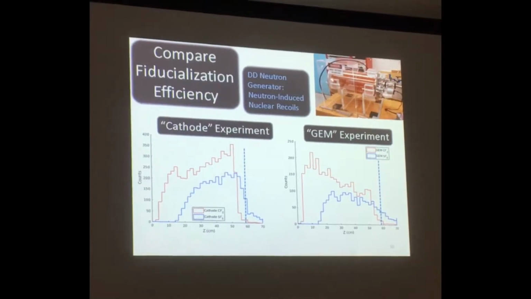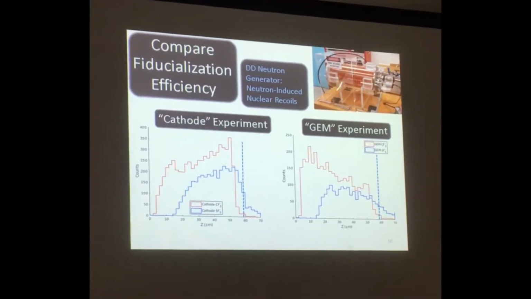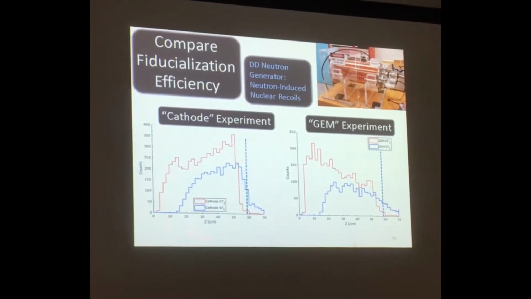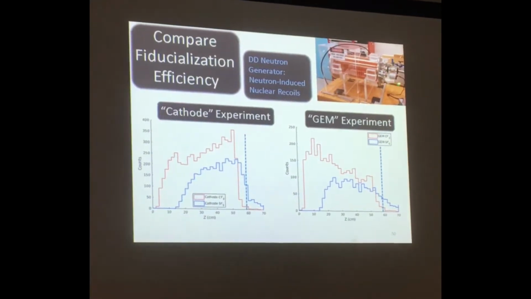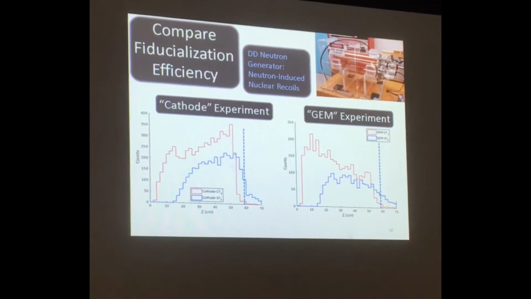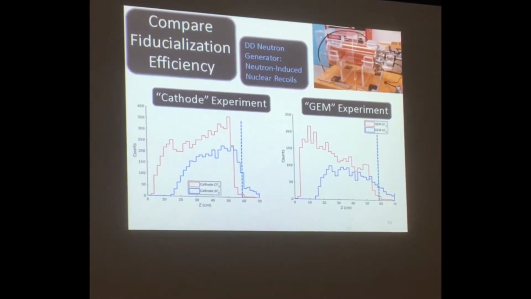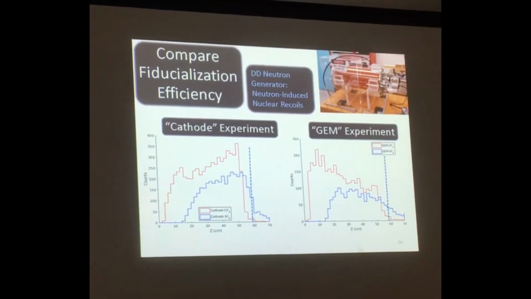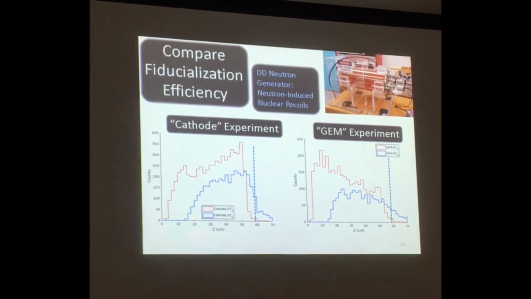So when the DD generator is on the cathode side, you see that there's more events at high Z, and then when it's on the GEM side, there's more events at low Z, close to the readout. So that's pretty cool too. But yeah, so that's good.